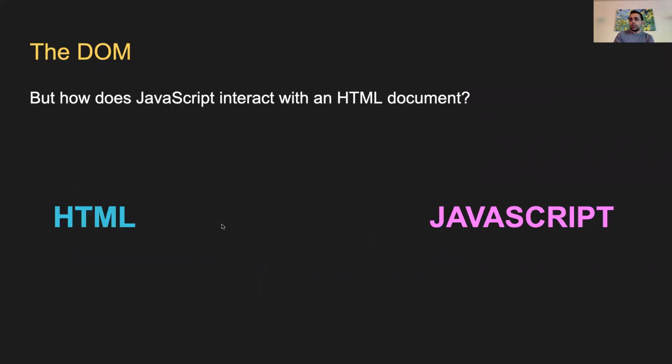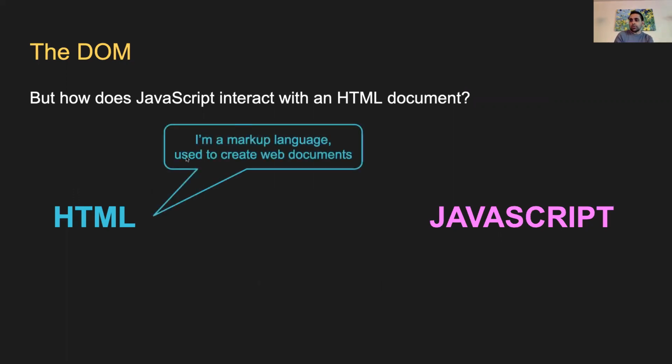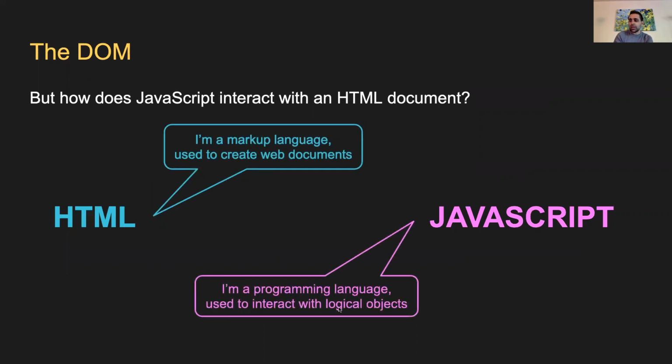All right, so the question is, how does JavaScript interact with HTML documents? If we think about it, JavaScript is a programming language. HTML is a markup language used to create web documents. JavaScript is a programming language that interacts with logical objects. When we went back to OOP development, we have objects. Like we might have a human class that has properties on it. We could interact with those properties in a programming language. HTML doesn't really have that. HTML is just a markup language that says, here's how I want to present content.